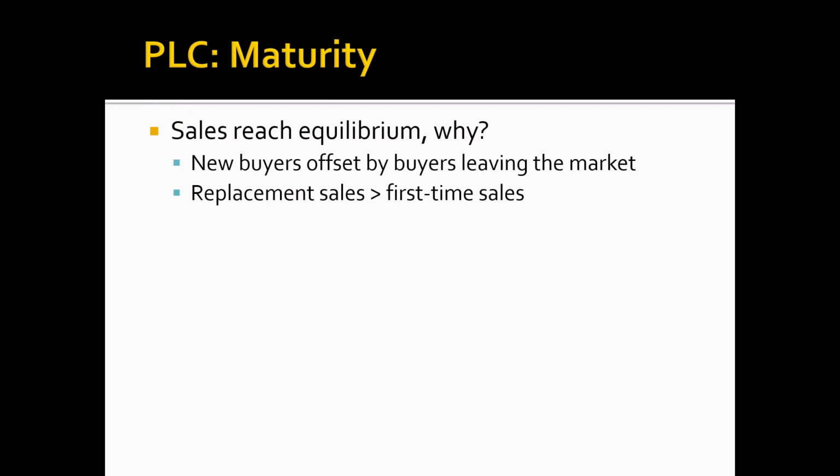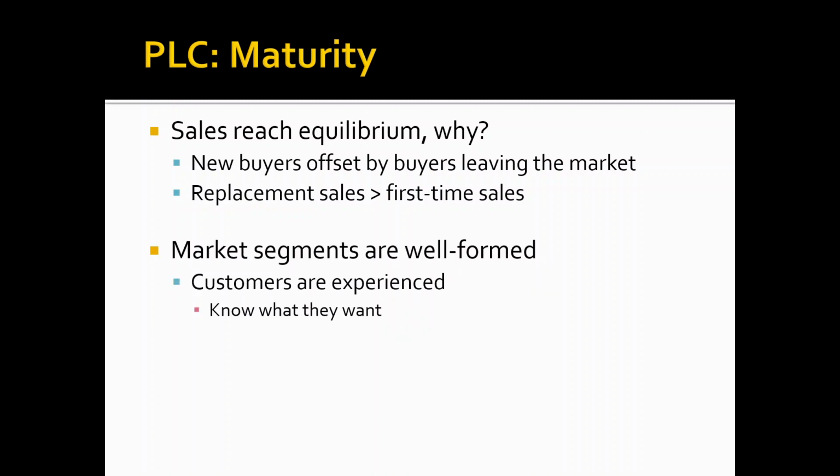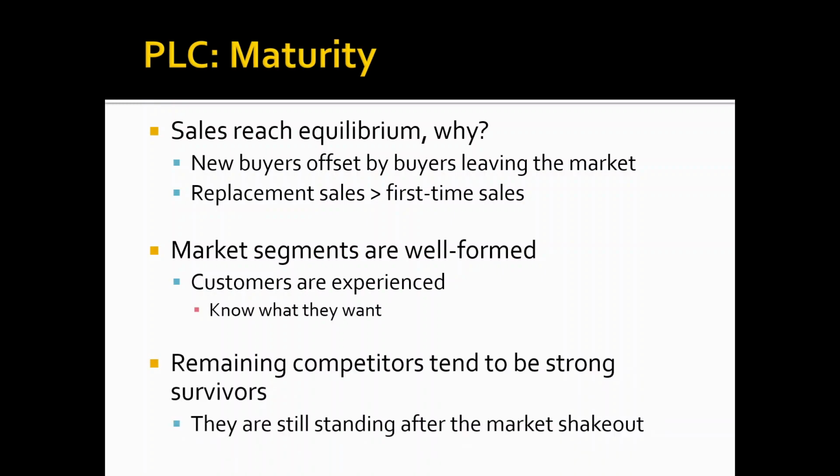The market transitions to maturity because there aren't a lot of new buyers coming into the market. Most of the sales are replacement sales. Whatever new buyers are coming in, there's older buyers leaving. And by this time, having gone through the market shakeout, market segments are pretty well formed. Customers are experienced. They know what they want. Marketers have done a good job in innovating and helping push consumers into different segments. And everybody left is pretty strong. They survived a tumultuous time in the marketplace.